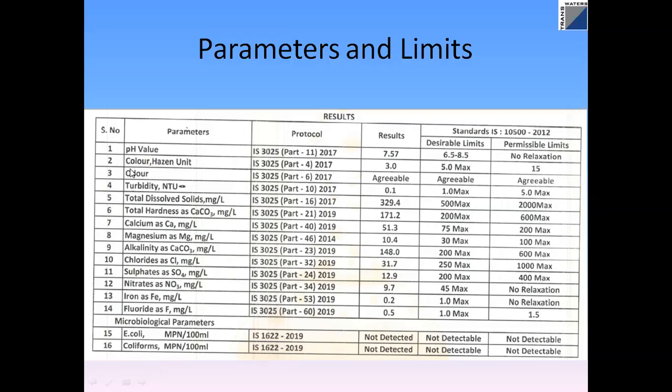For these chemical parameters, the first value is pH. Government says it has to be between 6.5 and 8.5. In this sample, it is 7.57. It is within the limit. So pH decides the acidity of the water. Lesser the pH, it's acidic. More the pH, it is alkaline.